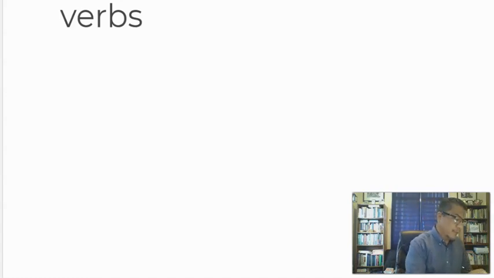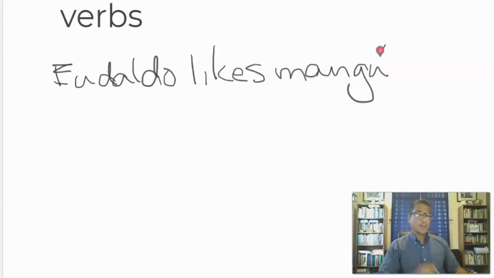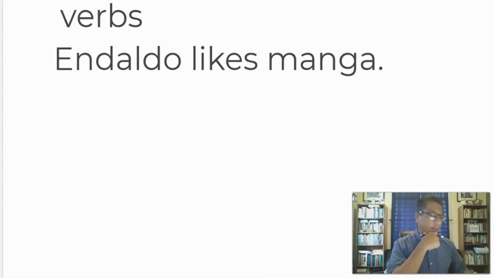So we have here, Eudaldo likes mango. And it was translated into manga because, of course, the system doesn't understand what mango is. So manga works as well. Eudaldo is another name, a very good name. Eudaldo likes mango. The verb phrase within that sentence is just one word, likes.